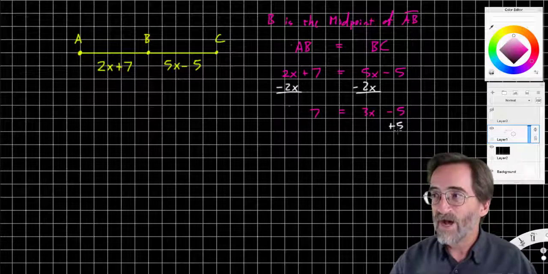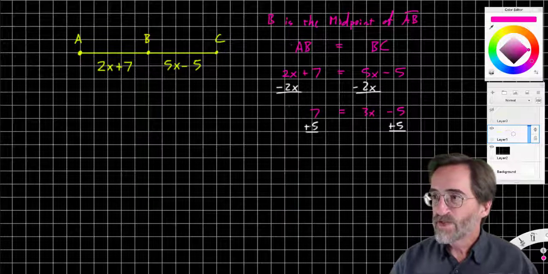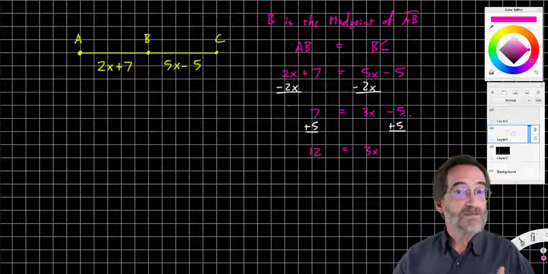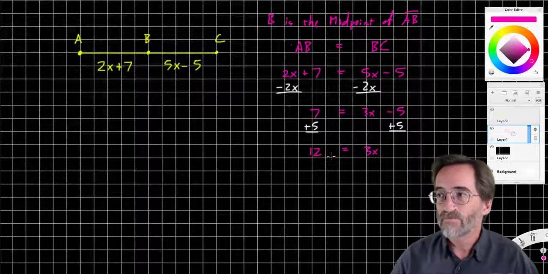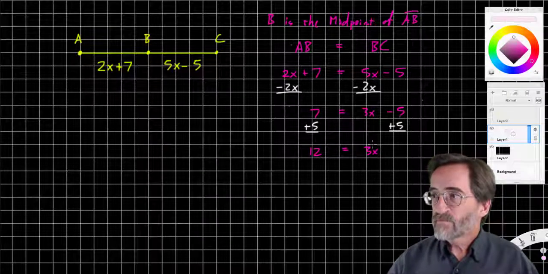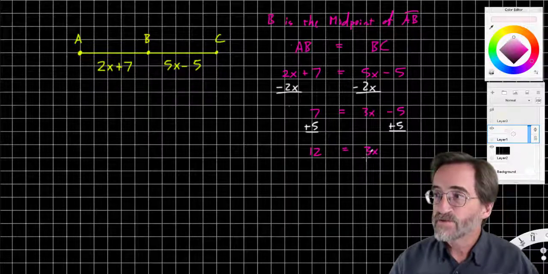Balance says if I add 5 to the right, I need to add 5 to the left. Okay? And so 7 plus 5 is 12. And I have 3x, and negative 5 plus 5 is 0, and hence we have undone or gotten rid of the minus 5. Okay, now I need to get rid of the 3. I'm going to get rid of the 3 by doing the opposite of multiplying by 3, which is dividing by 3.